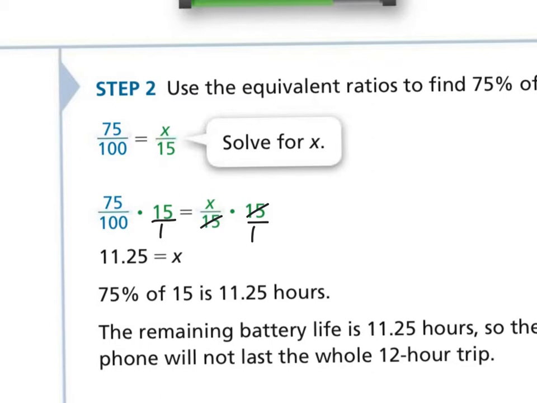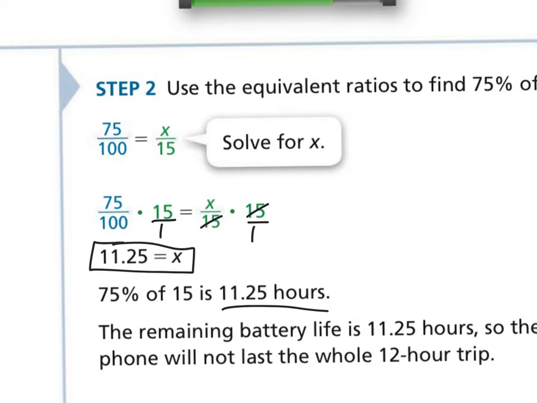Over on the left side, you do 75 times 15 would be 1,125, and then divide by 100 would be 11 and 25 hundredths. So that means it would be 11.25 hours. He's got a 12-hour trip, so it's not going to be quite enough for lasting the whole trip.